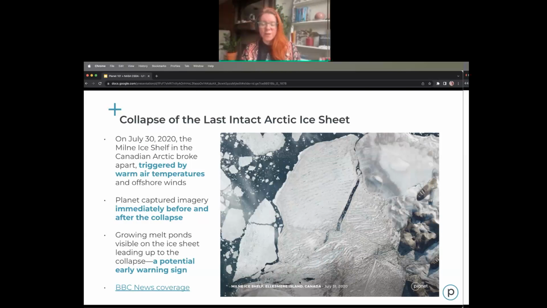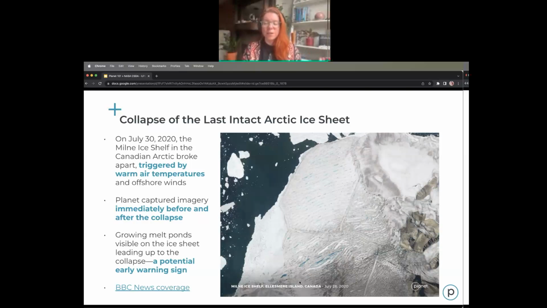In July of 2020, the last intact Arctic ice sheet in Canada collapsed due to a combination of warmer air temperatures and offshore winds. And this was a case where we actually had some folks on the Landsat science team reach out to us and ask if we managed to capture imagery of this because the Landsat flyovers the day of the collapse were cloudy.